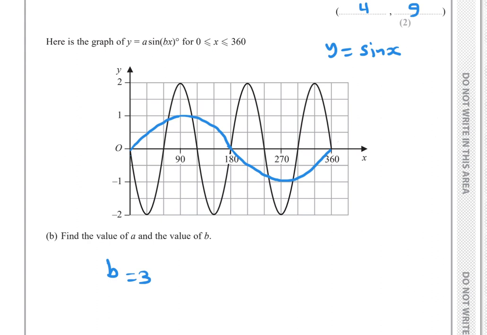Now to find the vertical stretch, the distance between the maximum and the minimum for the original function is 2, and for the new one, between negative 2 and 2, the distance is 4. So multiplied by 2. But if we apply this vertical stretch, our new graph should be like that.